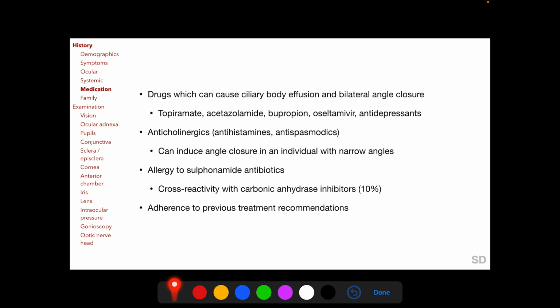Drugs with anticholinergic effects such as antihistamines, antispasmodics and certain antipsychotics can induce angle closure in an individual with narrow angles. Allergy to sulfonamide antibiotics should be inquired about, and 10% of patients with allergy to sulfonamide antibiotics show cross-reactivity with carbonic anhydrase inhibitors. And we should also attempt to find out patients' adherence to previous ocular hypotensive treatment recommendations.